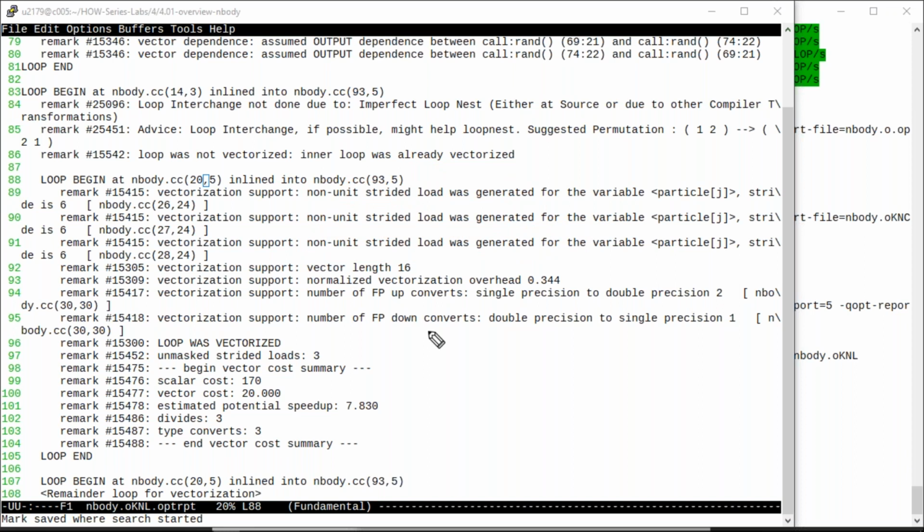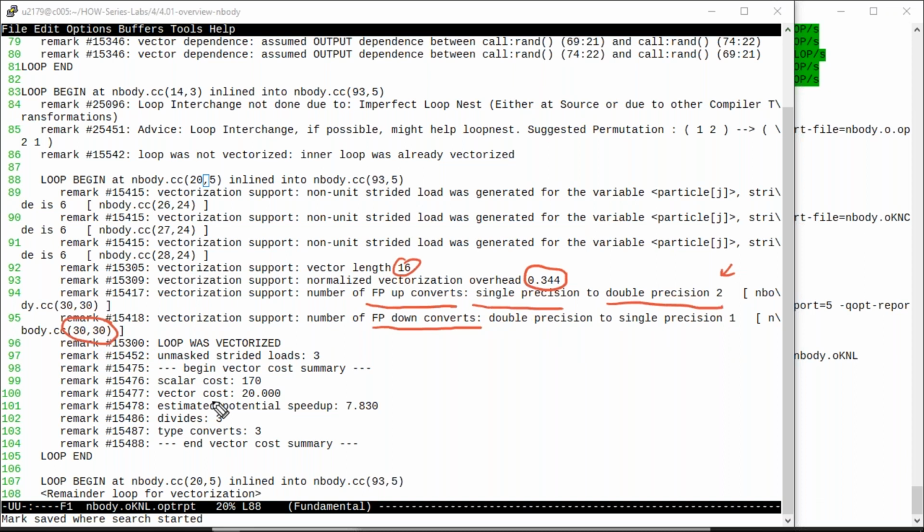Let's read the entire report. So vector length 16, good news. Vectorization overhead. Oh, this is large. This is close to 1. Then, floating point up converts and down converts. Well, this is completely nuts. We are trying to run a single precision code, but we are getting single precision to double precision, 2 conversions, and 1 conversion back. All of them are in line 30.